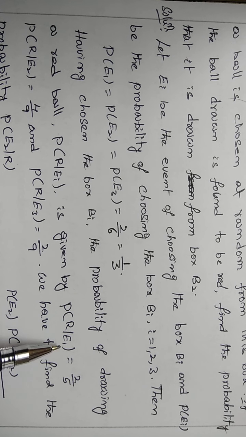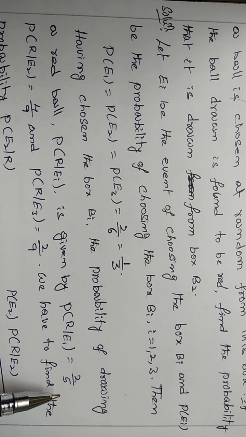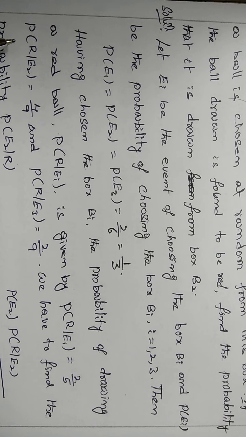That means taking a red ball from the first box: the probability is P of R by E1, 2 by 5. In the first box, red balls are 2 and total balls are 5. Similarly, P of R by E2 is equal to 4 by 9; red balls are 4, total are 9. And P of R by E3, the third box, red balls are 2, total are 9 balls.